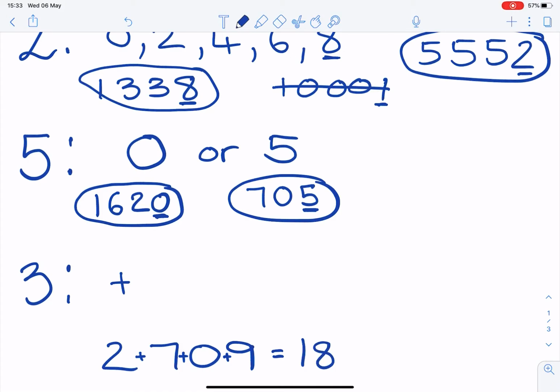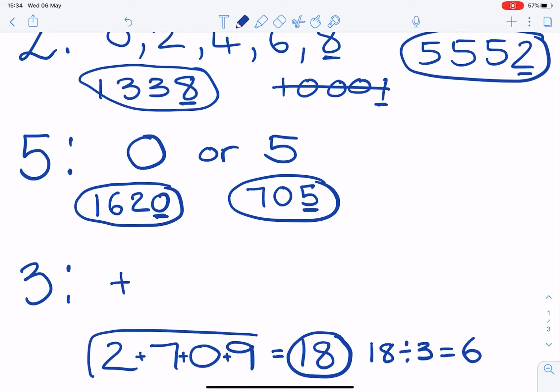So, let's look at that again. A number is divisible by 3 if the sum of all the digits is divisible by 3. So there is the sum of all the digits. Is 18 able to be divided by 3 with no remainders? Yes, because 3 times 6 is 18. So if you add all the digits together and the answer can be divided by 3, then you know that the larger number can be divided by 3.